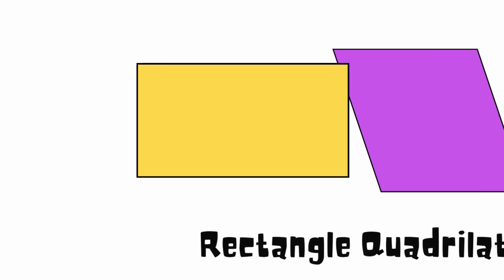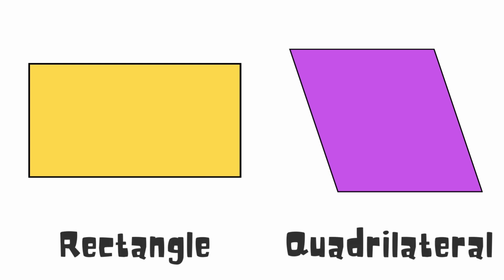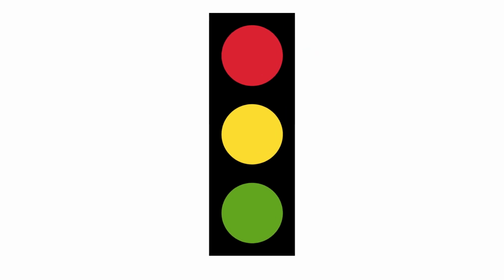What do we have here? Is it a rectangle or a quadrilateral? Whoa! It's both. Golly! Those are circles. Can you see how different shapes come together to form other objects?